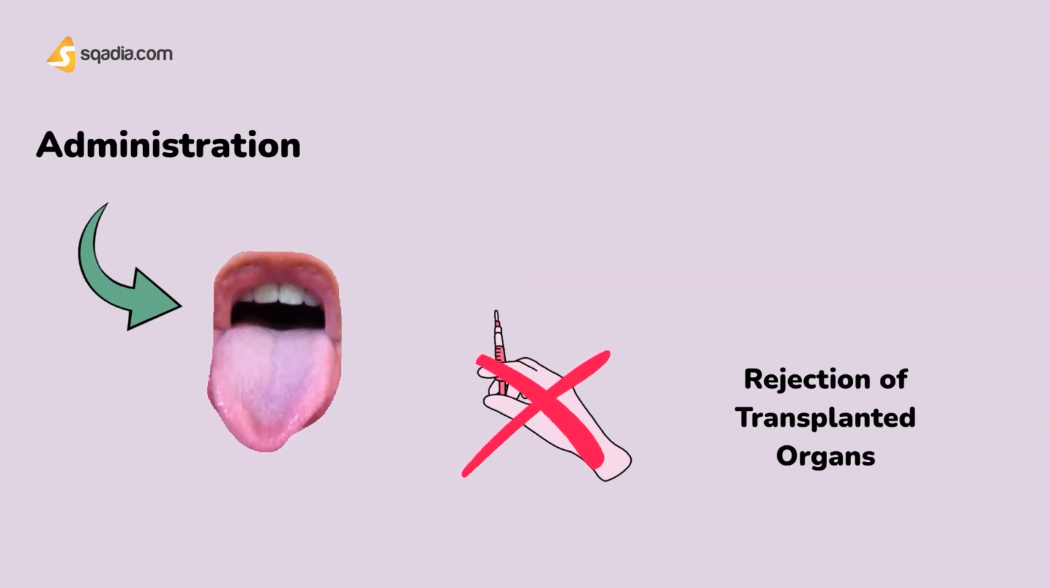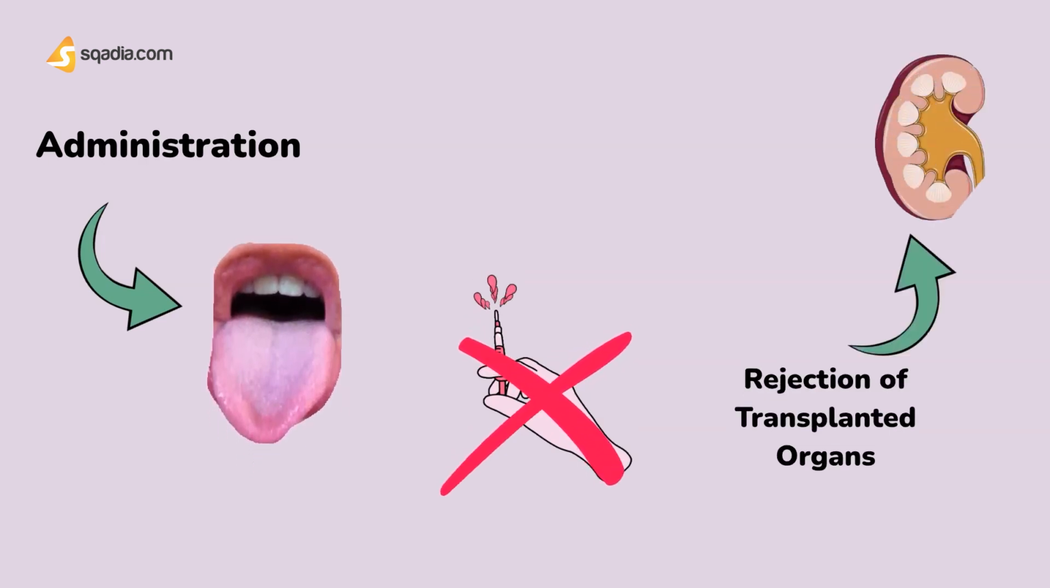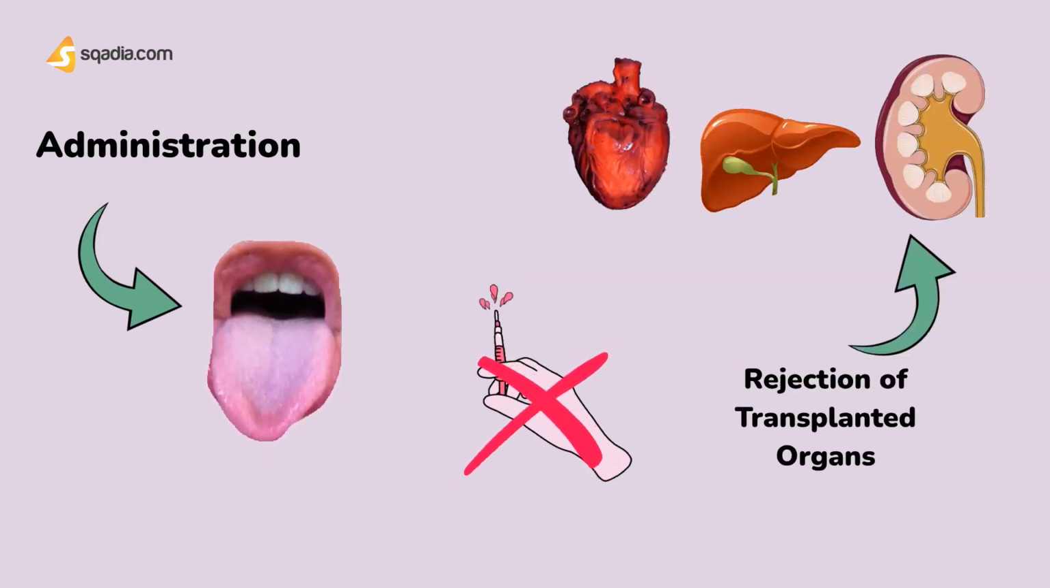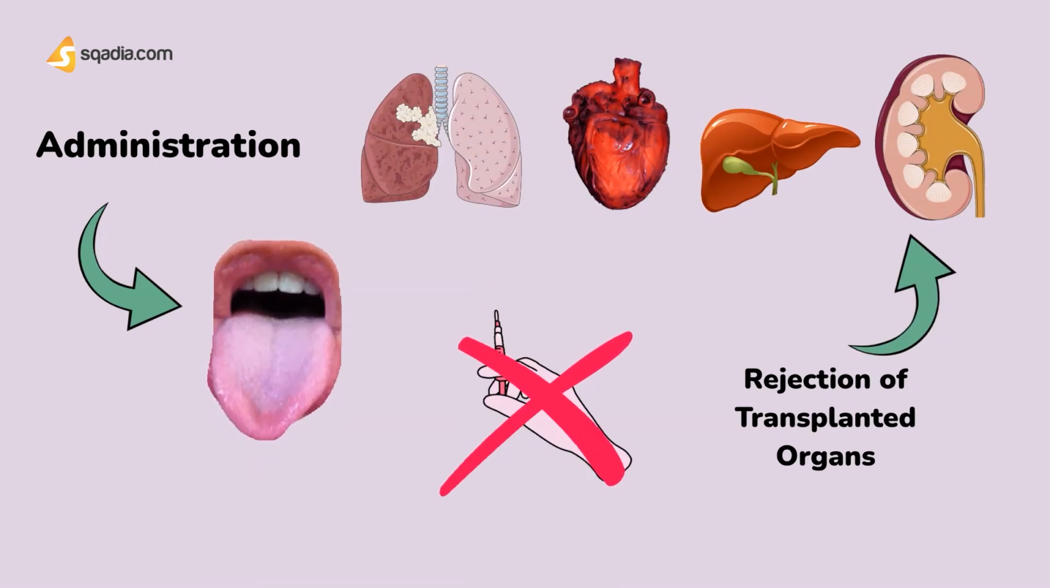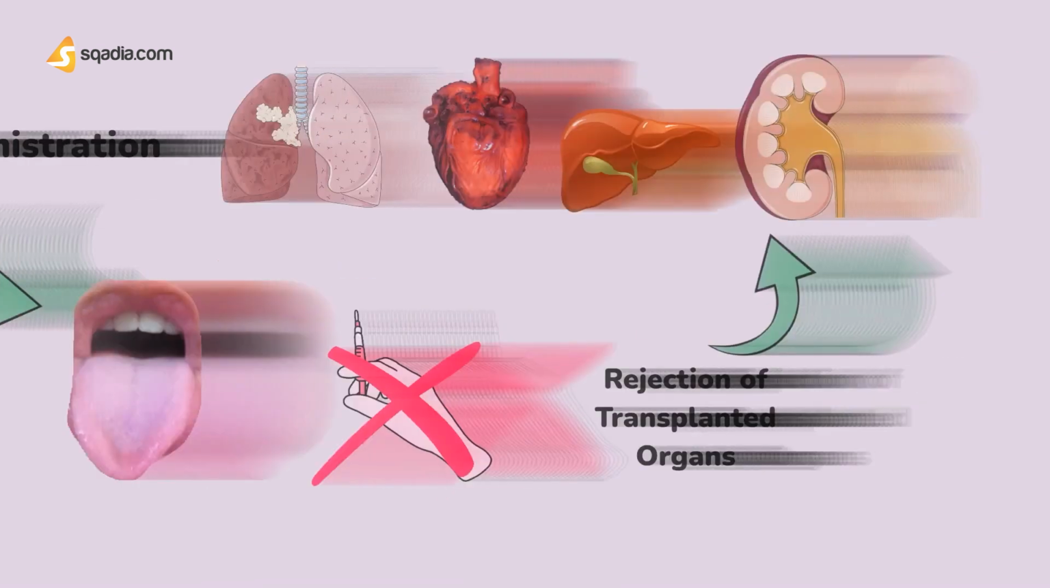Can anyone tell me examples of it? Yes, I know. Kidneys, liver, heart, lungs. That's absolutely correct. Good job.